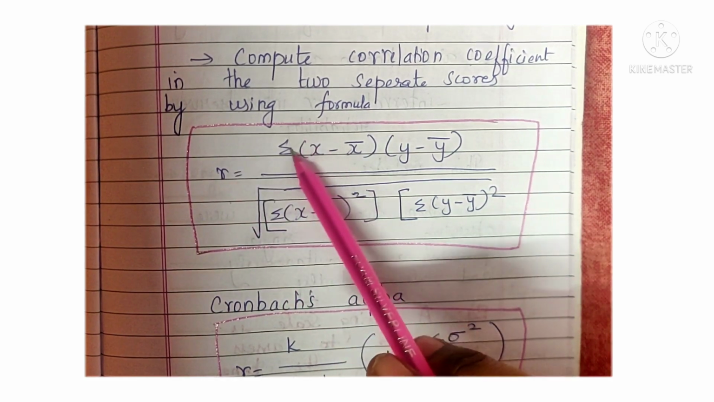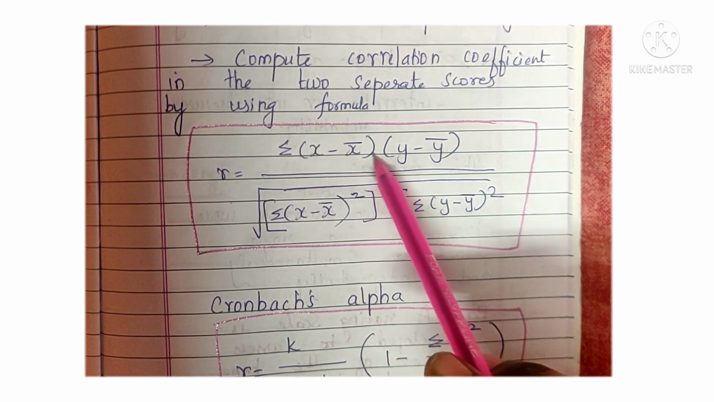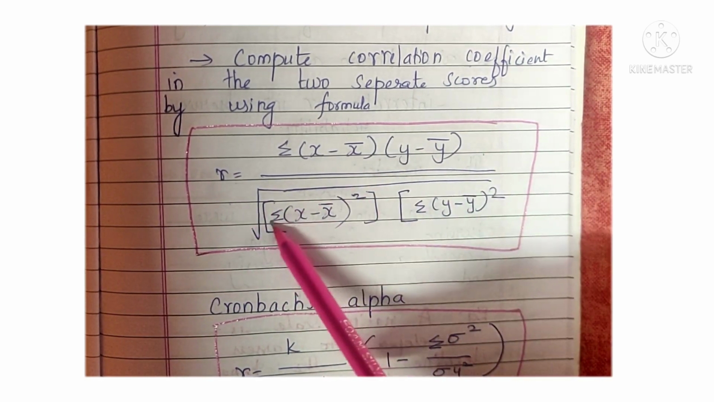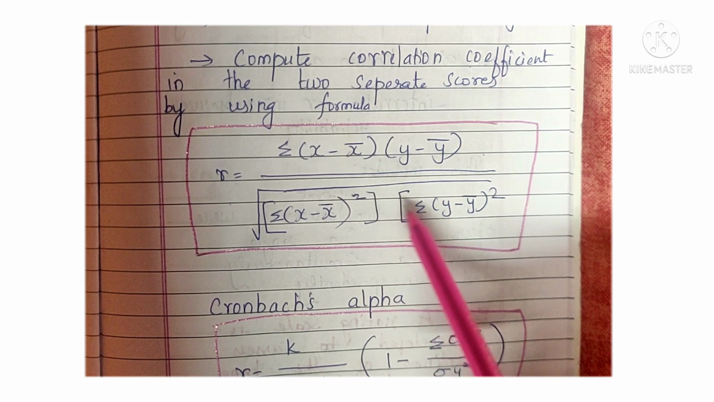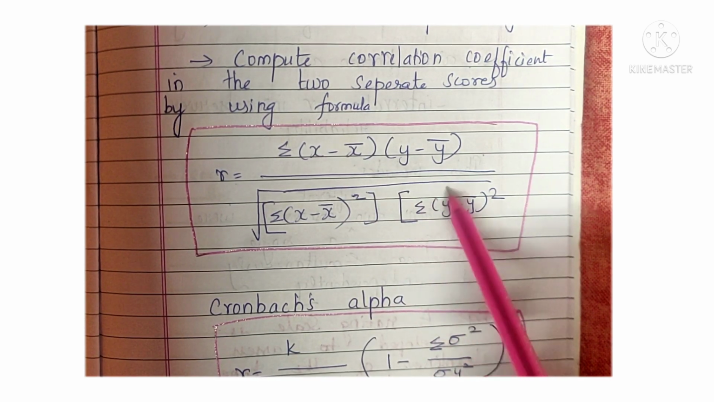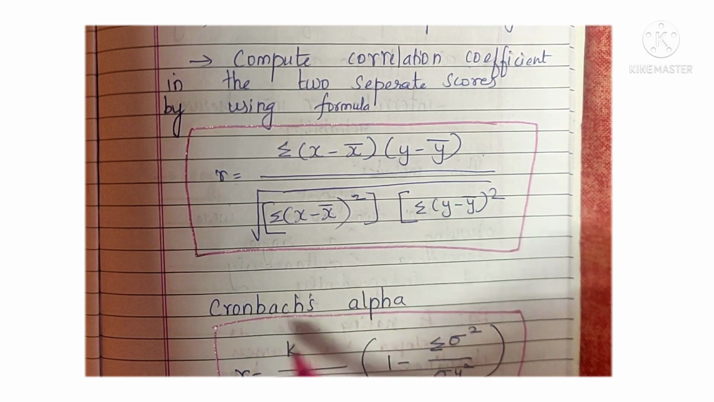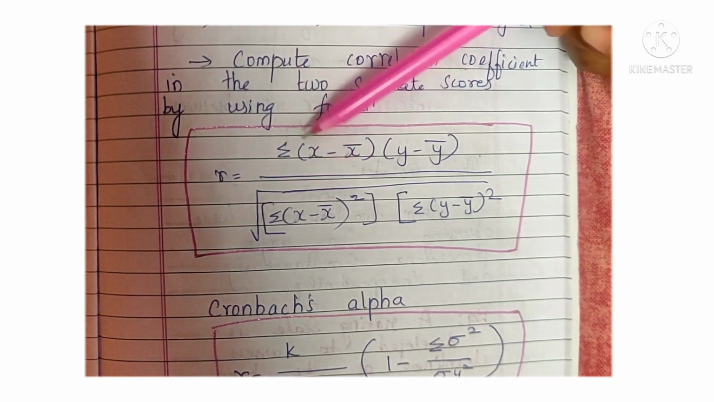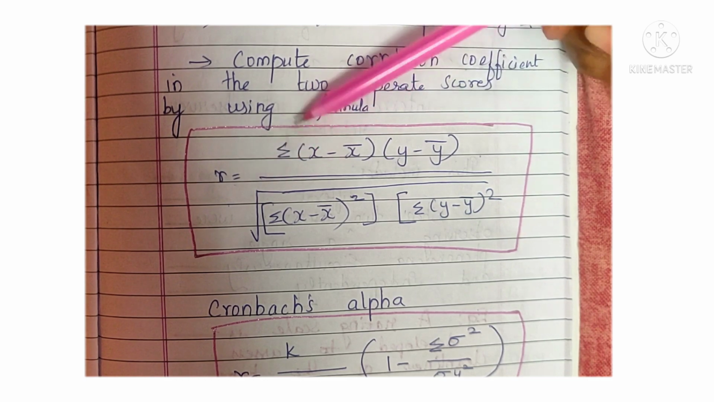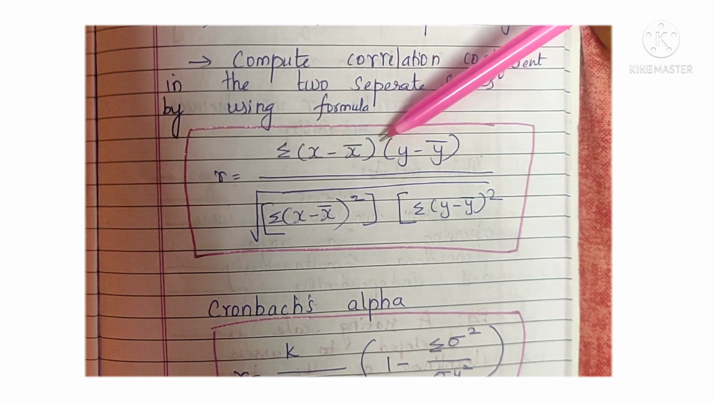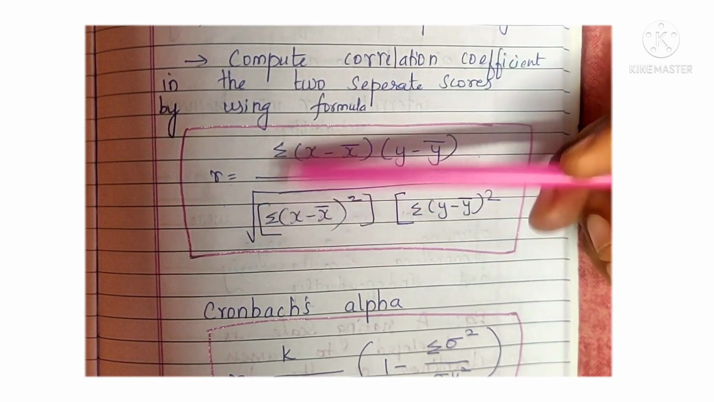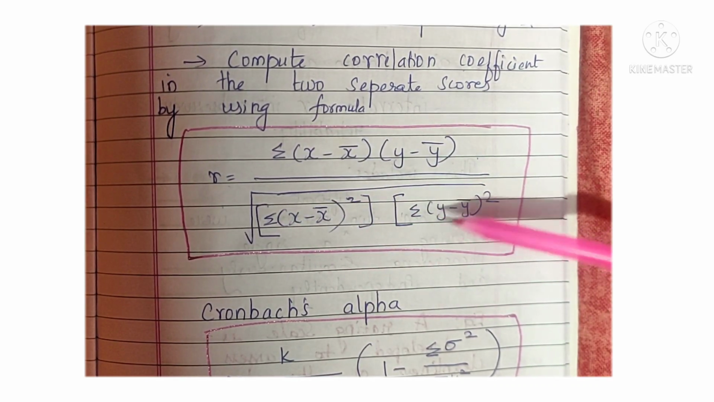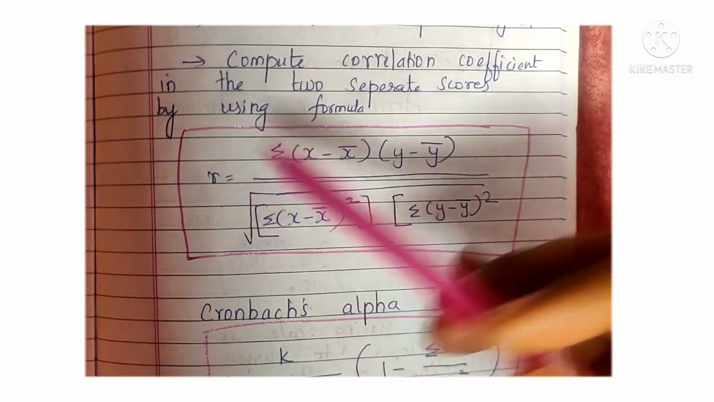r is equal to sigma (x minus x bar) into (y minus y bar) divided by the square root of sigma (x minus x bar) whole square into sigma (y minus y bar) whole square. This is what is called the Pearson coefficient of correlation, another formula. So here also it is the same thing.